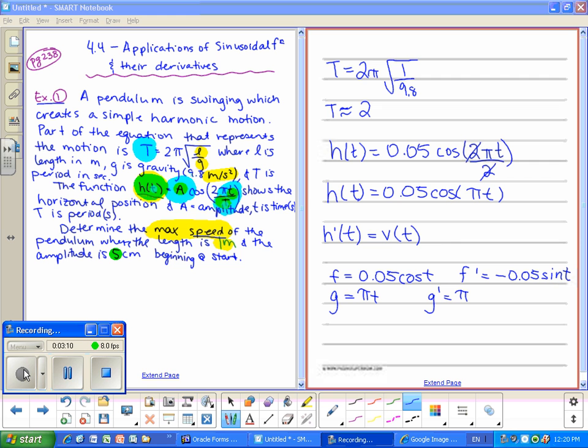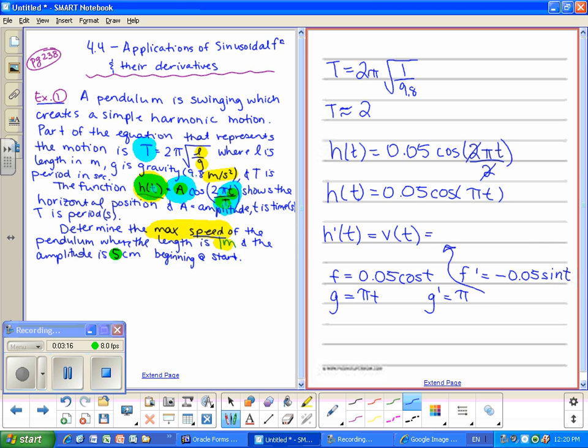So now let's follow our chain rule. So I'll take it back up here. Using the chain rule, we have the derivative of the outside function, negative 0.05 sine, but we have to keep g inside. So we take our g and we put it inside, and then we have to multiply by g prime, which is just pi. So we can simplify this a little bit. It's nicer if we keep all of the number parts together. So negative 0.05 pi, and then sine pi t.